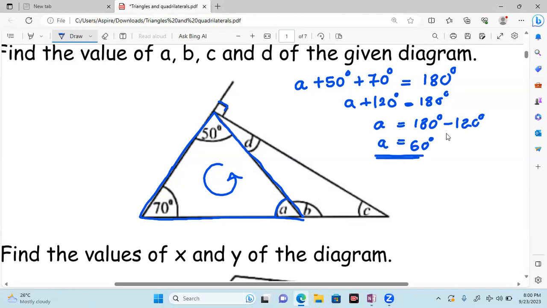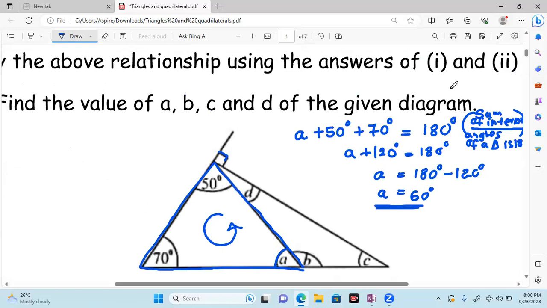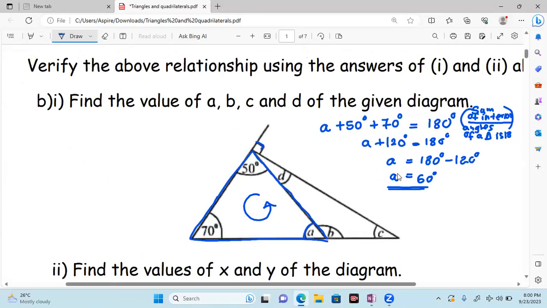Okay. Sometimes in the exam they ask you to write the relationship by giving the reasons. Then you can write: sum of interior angles of a triangle is 180. Okay, you can write the relationship like that. Now we have finished with finding the 60 degrees. Then you can write it down on that diagram.